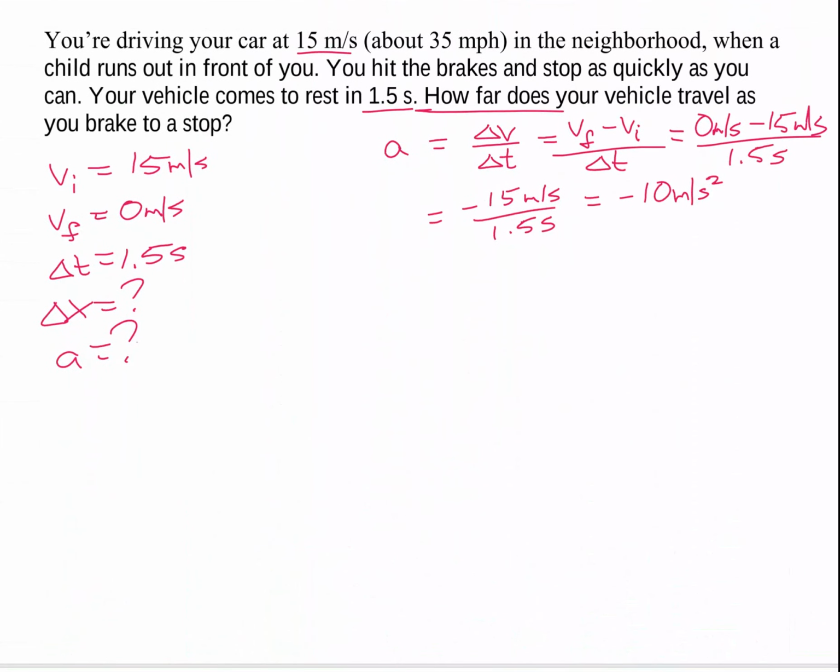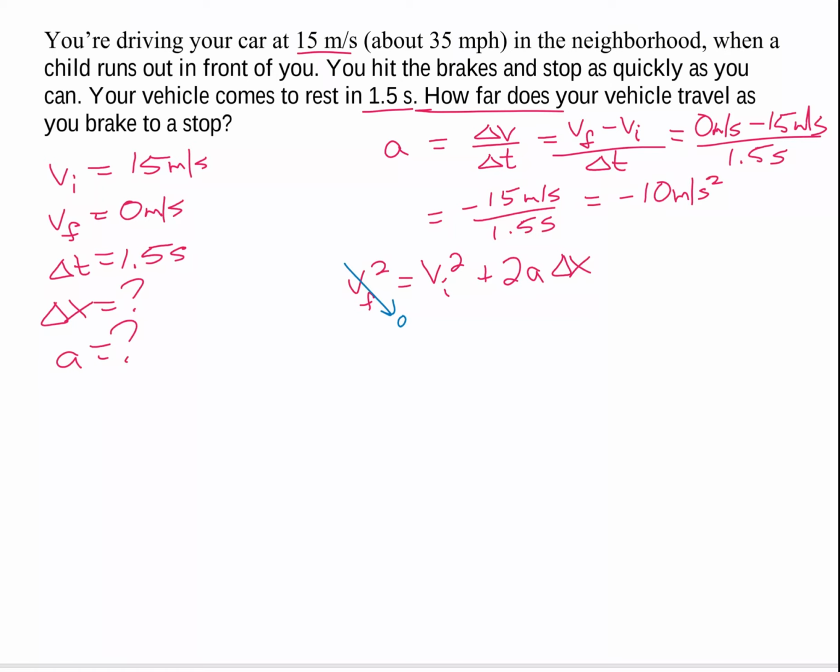v sub f squared equals v sub i squared plus 2 acceleration delta x. Okay, now what do we know? The v sub f, v sub i. v sub f is, 15? Oh, no, 0. v sub f is 0. So this term right here turns into 0. Notice how I mark that.